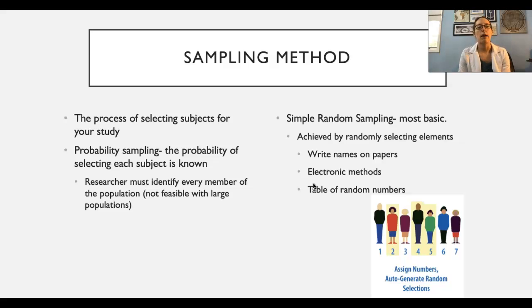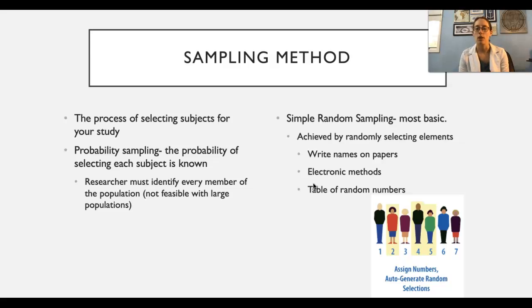So first up is sampling method. That's the process of selecting subjects for your study. Probability sampling is when the probability of selecting each subject is known. So if you have an entire population, then you know how likely you are to sample however many people from that population.